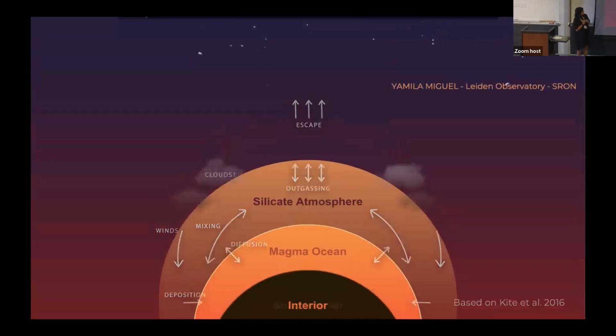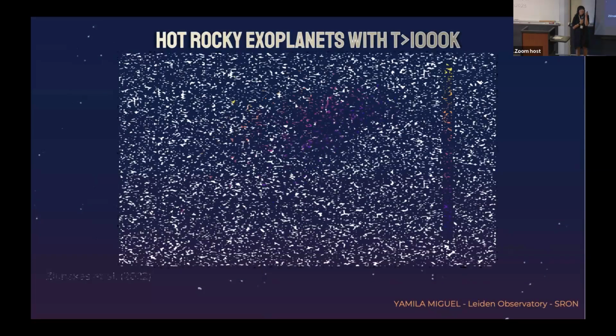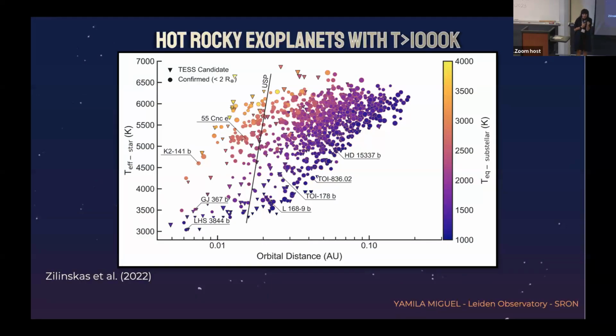Now, you might say, well, but these extreme worlds, are there many of them? Well, yes, there are hundreds, which makes them even more puzzling and amazing. So this figure is showing stellar effective temperature and semi-major axis. And here are all the rocky planets. And here we picked the ones with radius less than 2 Earth radii, and all of them have surface temperatures larger than 1,000 Kelvin. So very, very hot planets, and there are hundreds of them.